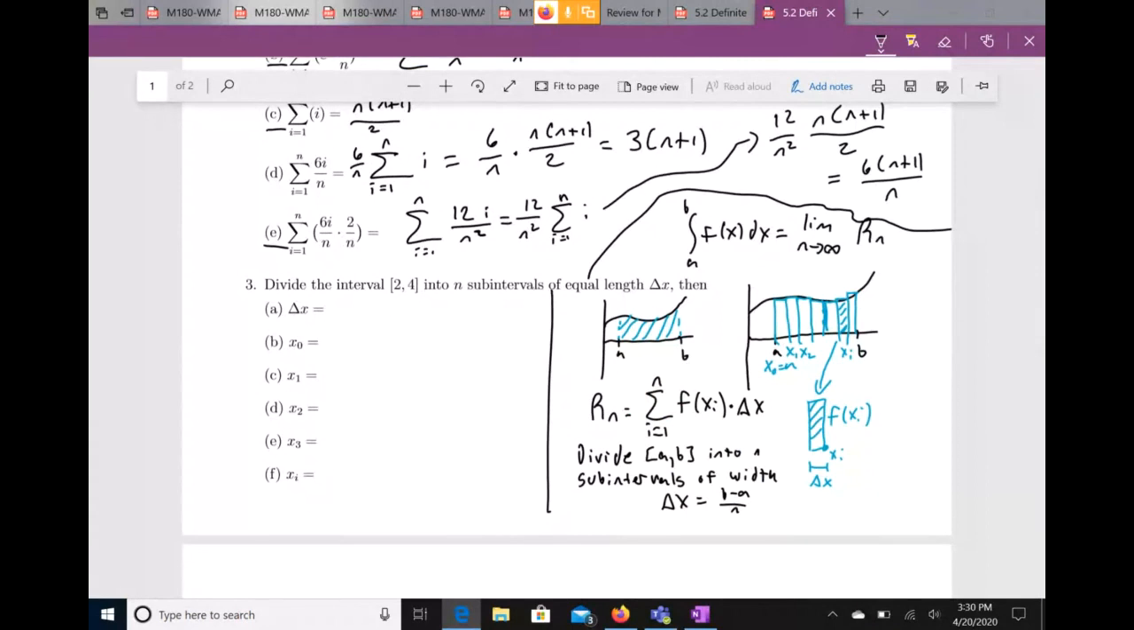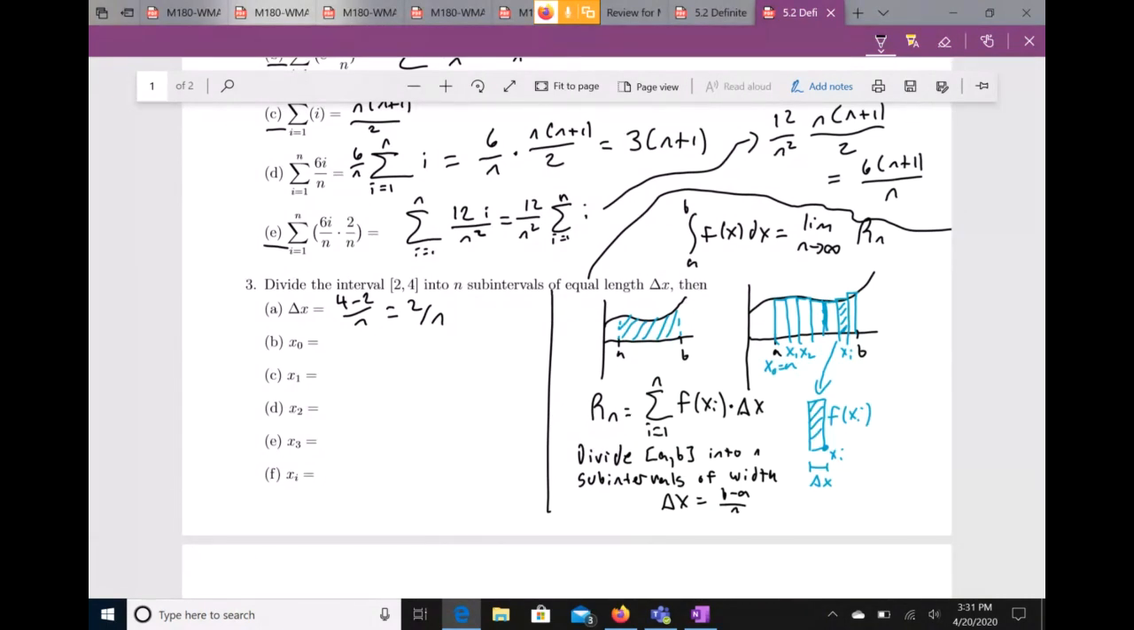Okay, all right, so now let's look at taking an interval and dividing it into n subintervals. So we've sort of done this before in discussion, but now we're just going to write it out a little more explicitly. All right, so if I divide the interval from 2 to 4 into n subintervals of equal length delta x, then delta x will be 4 minus 2 over n, which is just 2 over n.